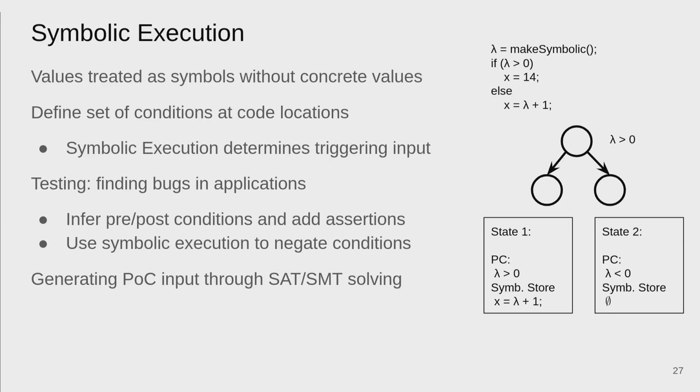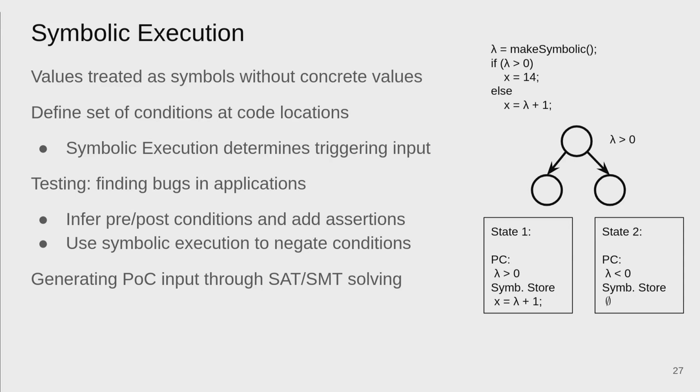Now with symbolic execution, we're not looking at concrete values. We're also not interested in concrete values. Instead, we're making them symbolic, meaning they become symbolic variables that we collect information on and keep track of. This allows us to define a set of conditions at given locations, and the symbolic execution determines the triggering input whenever something goes wrong. It allows us to find bugs in applications if we define actual validations, translate everything into a formula, and then ask a constraint solver if things go wrong.